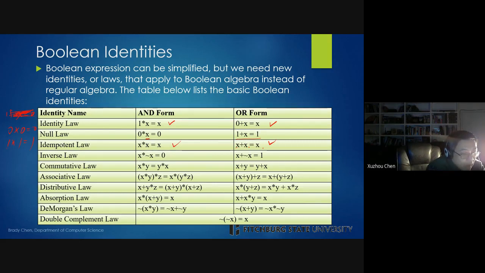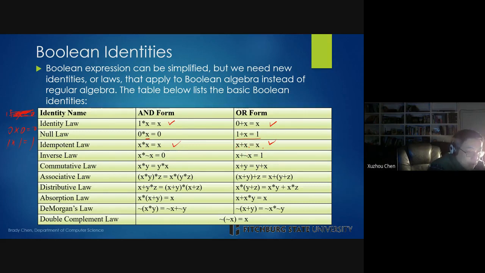Because it doesn't matter what the value of x is. One of the values, x and the negation of x, must be 0, right? So if one of the values is 0, then the AND operation always gives you 0. So if x is 1, the negation of x is 0, so 1 times 0 is 0. If x is 0, then the negation of x is 1, so 0 and 1 is 0.